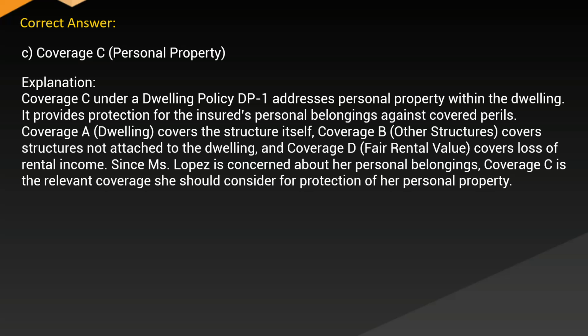Coverage A, dwelling, covers the structure itself. Coverage B, other structures, covers structures not attached to the dwelling. And coverage D, fair rental value, covers loss of rental income. Since Ms. Lopez is concerned about her personal belongings, coverage C is the relevant coverage she should consider for protection of her personal property.